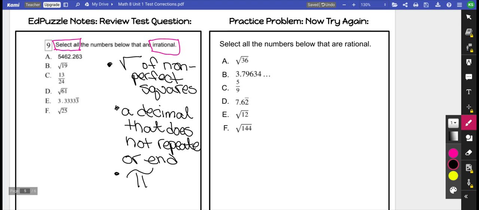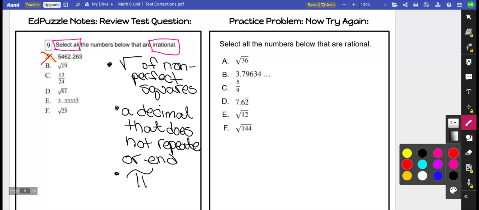It's an irrational number. So let's look at our answers. So we have A. It's a decimal, but we're only looking for irrational, we're looking for decimals that don't repeat and don't end. This decimal ends at a 3. So that is not an irrational number. Okay? So let me use red to cross it out. So that is not one of our answers.